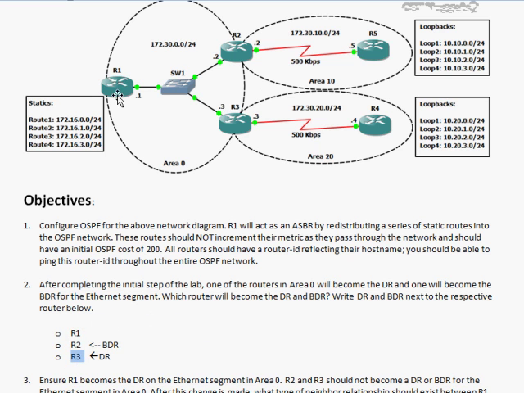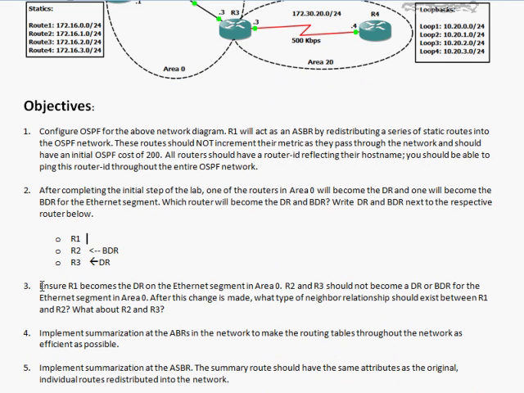So I would write next to these guys, router 3 is the DR and router 2 is the BDR. Any other criteria that I would see in the output would simply be because I configured router 1 first or something like that. Does that all make sense? So that's how the default state of affairs is. But let's look at this. It says, forget all that and make sure R1 becomes the DR on the Ethernet segment. R2 and R3 should not become a DR or a BDR for the Ethernet segment in area 0.